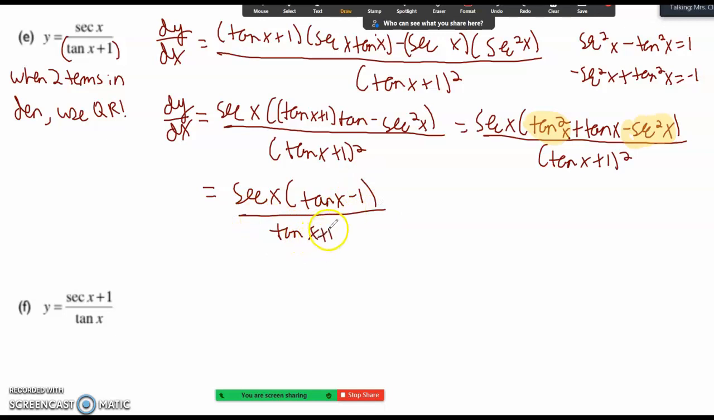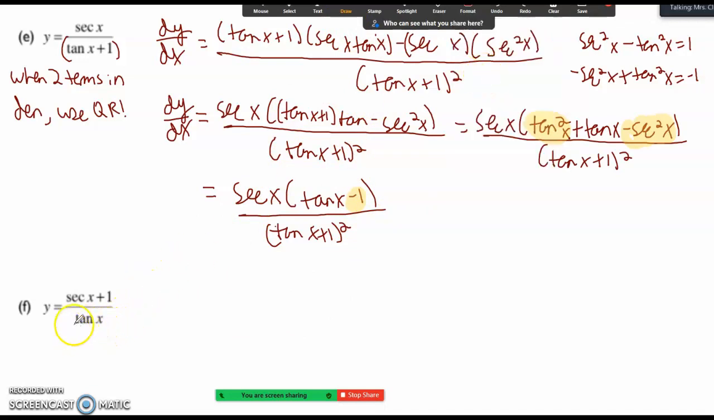In this situation, this is about as good as we can get it. So we are moving on.